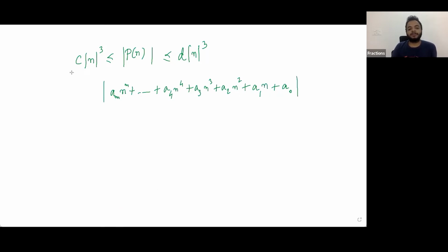And now let's divide by n cube on both sides. You see that this m will become m minus 3, the 4 will now become 1, and the 3 will become 0. So we have n to the power 0 here, and then onwards we have 1 by n, 1 by n squared and 1 by n cube. The mod is less than or equal to D and greater than or equal to C.